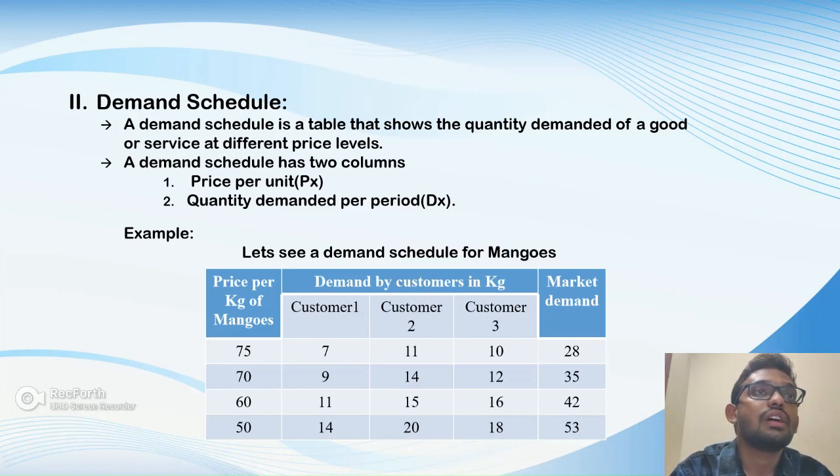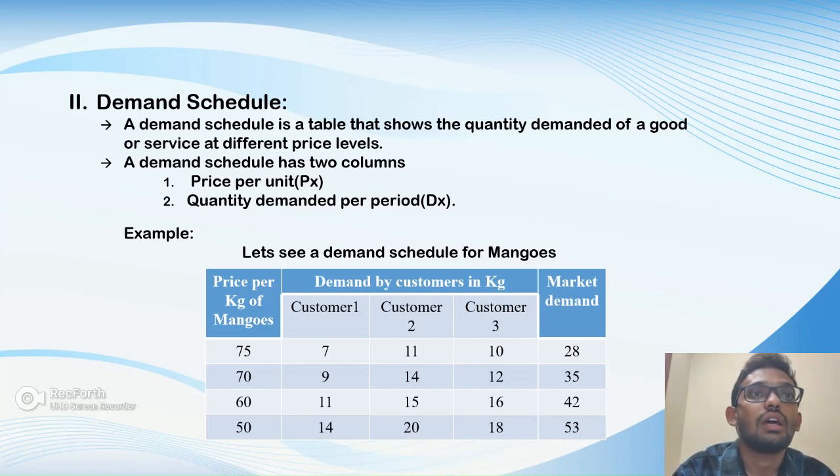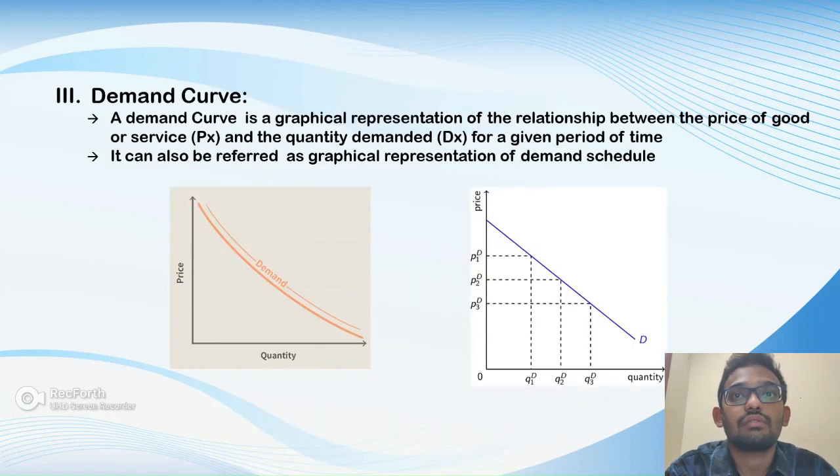And the second way is demand schedule. Demand schedule is a table that shows the particular quantity demanded of a good or service at different price levels. A demand schedule has two columns: price per unit and quantity demanded per period. Now let us see an example. This is a demand schedule for mangoes. In this we can observe that as price increases, the demand for the mangoes decreases.